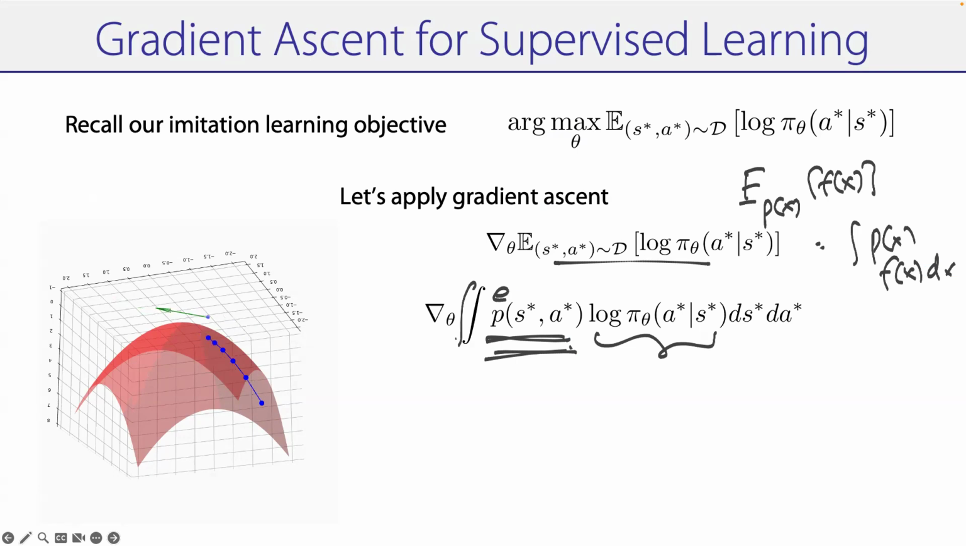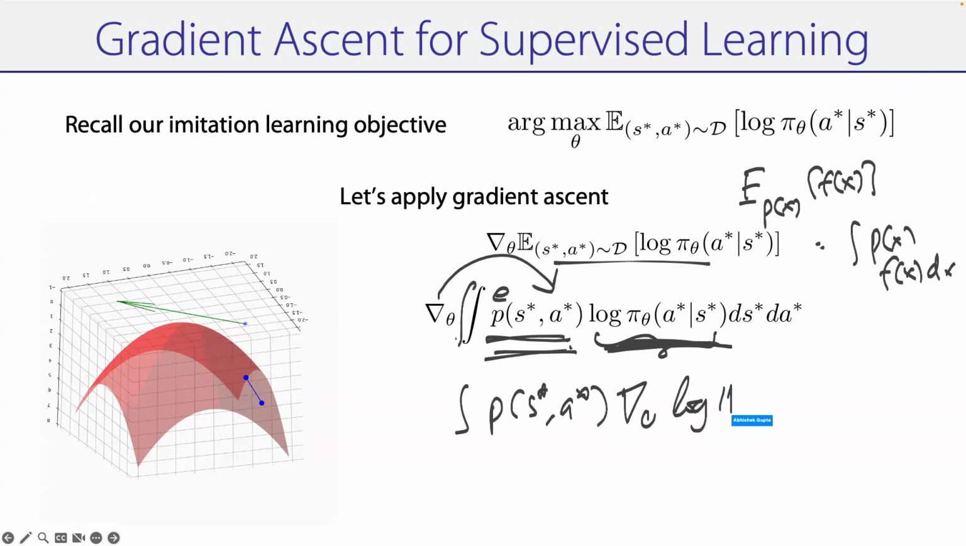Okay, so under some minor continuity assumptions, you can move the gradient into the integral. But now the only term that depends on theta is the log pi theta, right? And so what you're going to have is an integral of p of s star, a star, the gradient of log pi theta, a star given s star, ds star, dA star, right?